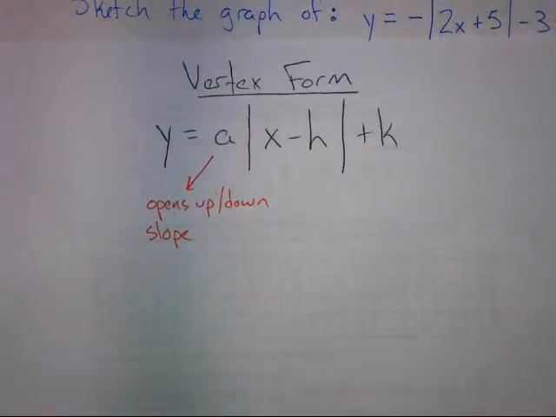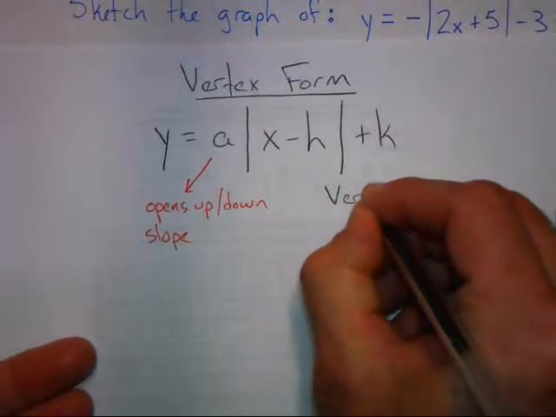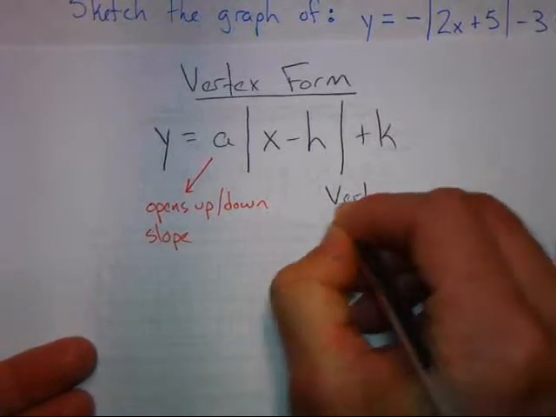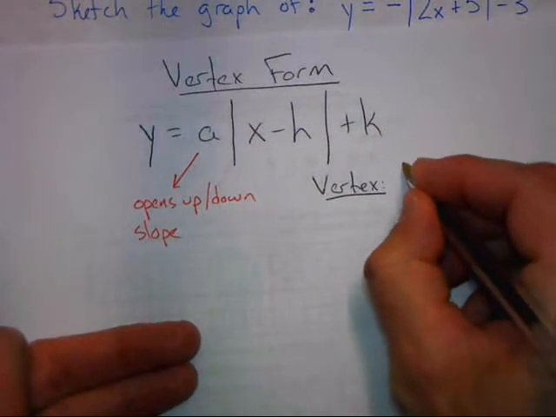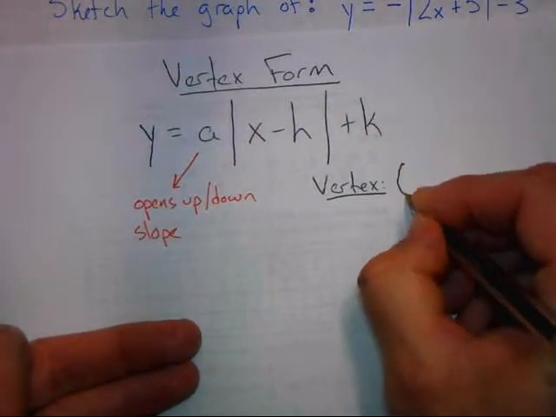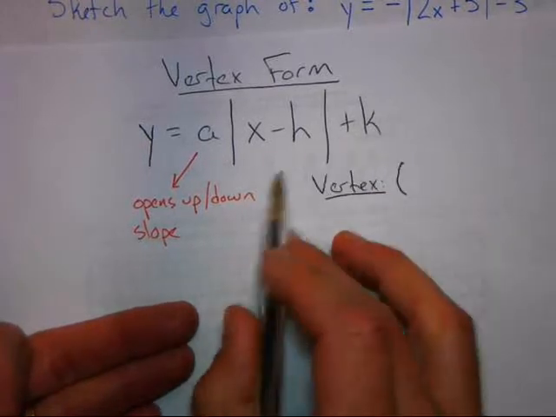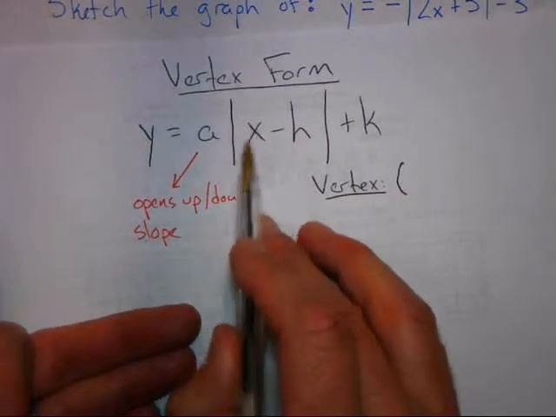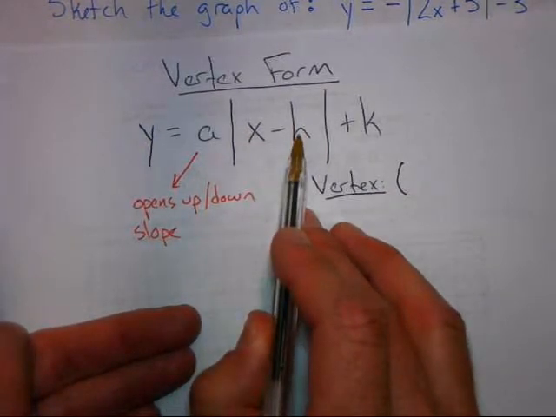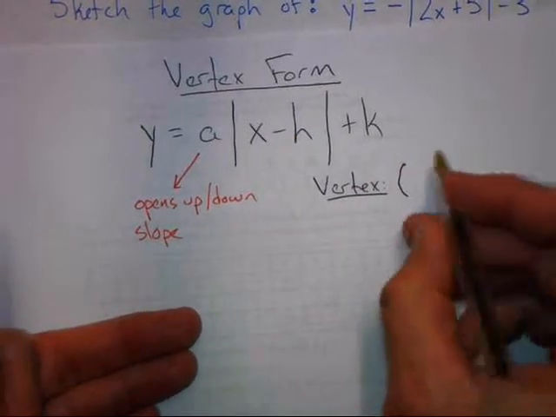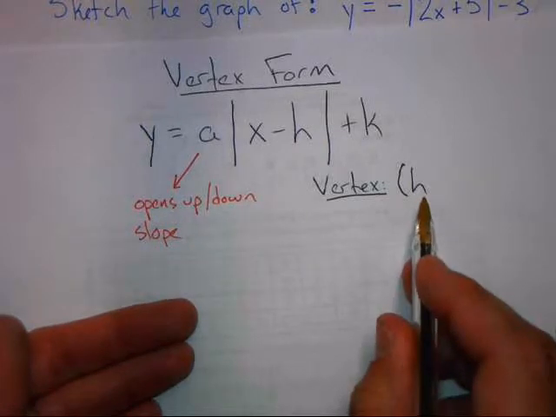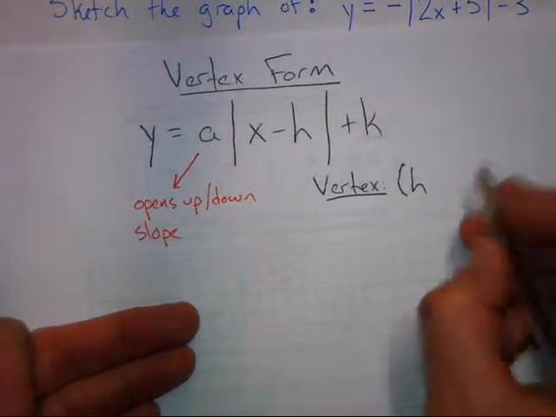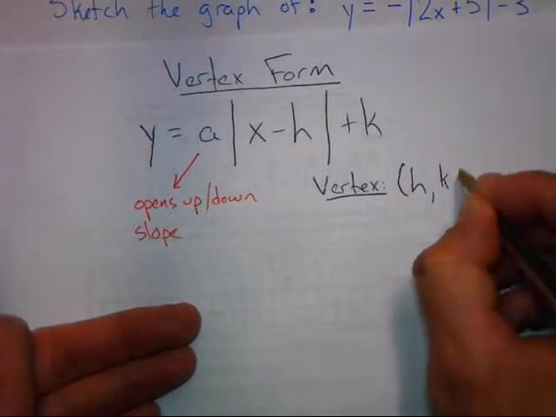So in vertex form, we can also tell the vertex. That's why we can call it the vertex form. So in vertex form, we can see what the vertex would be. Whatever x is, when we have minus h, that is the x-coordinate of the vertex. Whatever h is, that is the x-coordinate of the vertex. Whatever k is, that is the y-coordinate of the vertex.